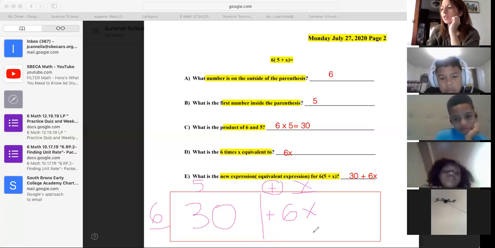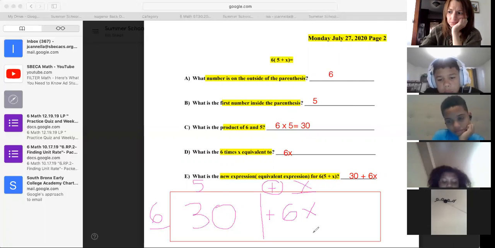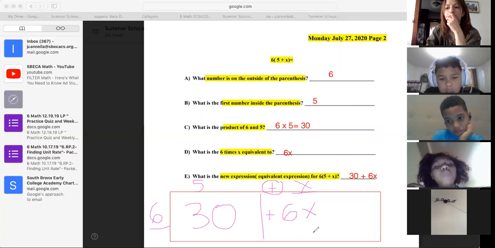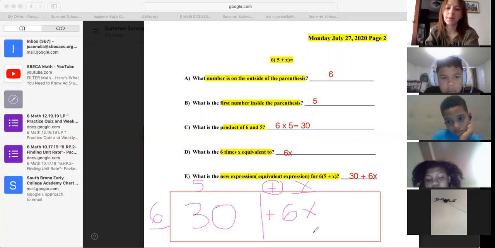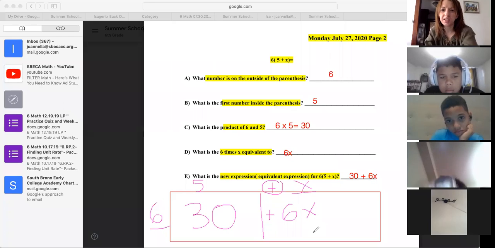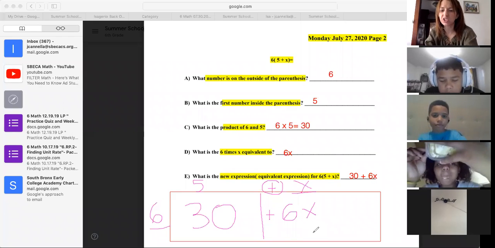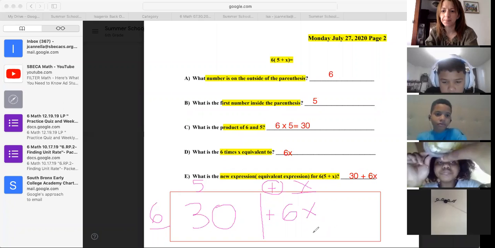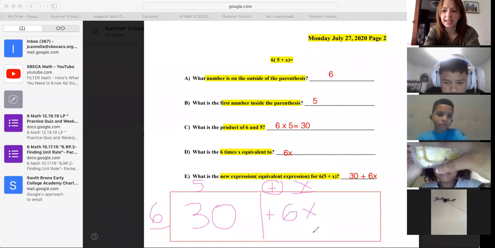Please copy this box on your paper, or on your computer. Again, we multiply. The outside number was 6. It goes on the bottom. The 5 goes on top, plus, and then x. I multiply 6 times 5. That's how we got 30. And I multiply 6 times x. I get 6x.